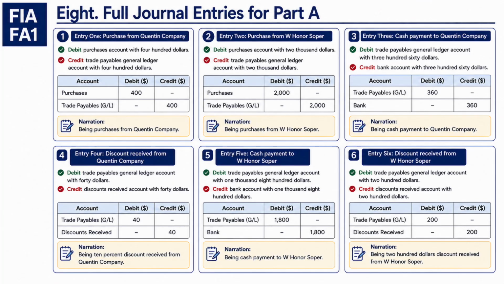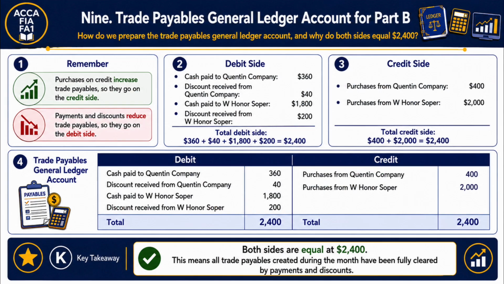Entry 5. Cash payment to W. Honor Soper. Debit trade payables general ledger account with $1,800. Credit bank account with $1,800, being cash payment to W. Honor Soper. Entry 6. Discount received from W. Honor Soper. Debit trade payables general ledger account with $200. Credit discounts received account with $200. Being $200 discount received from W. Honor Soper.